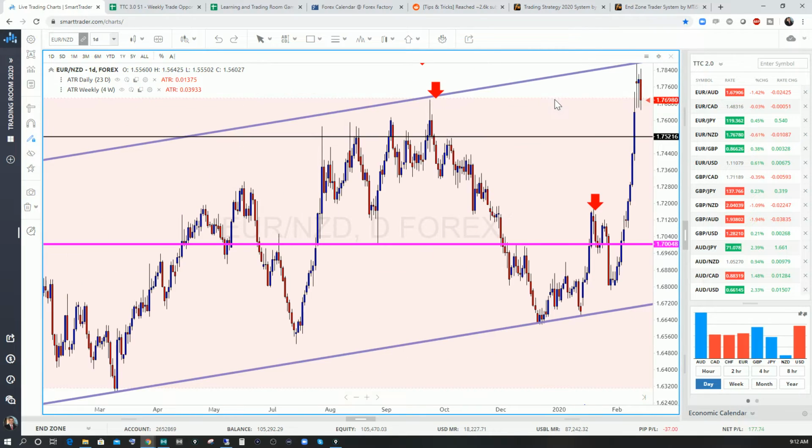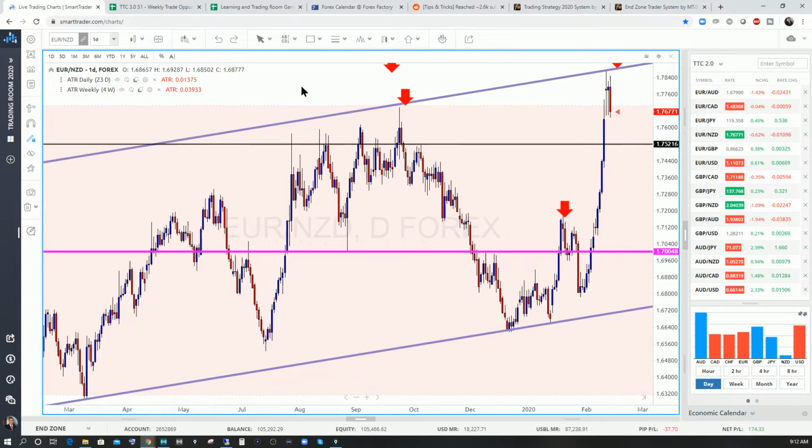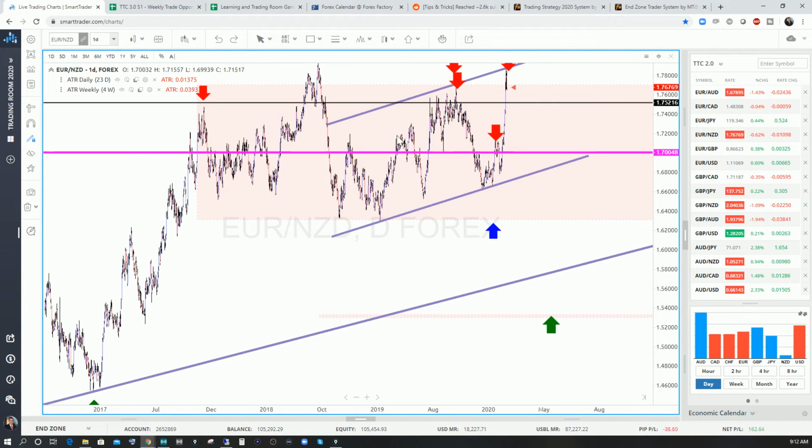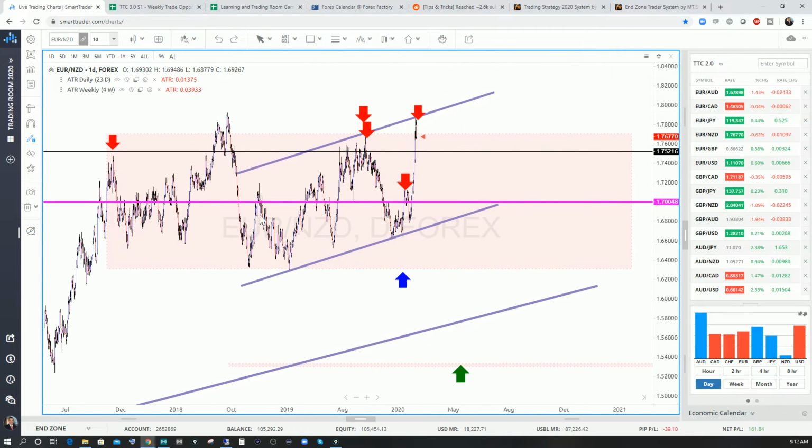All right, you can take a look at Euro New Zealand dollar right here first. Listen here. If you are selling Euro New Zealand dollar, what do you think you should continue to do right now? We should continue to sell Euro New Zealand dollar. Listen here, it not only hit the top of this trend line up here at the top, but we've also come to this level of resistance.